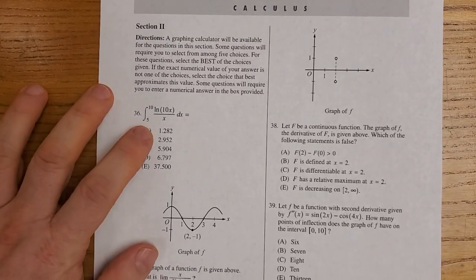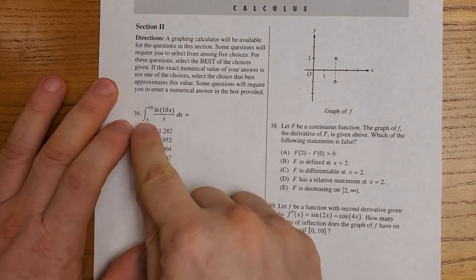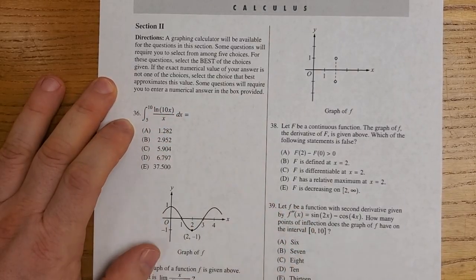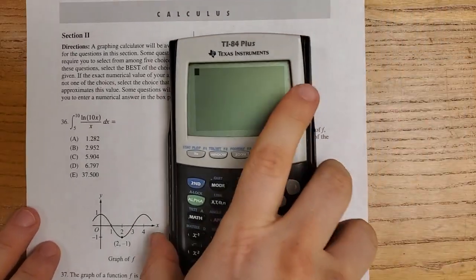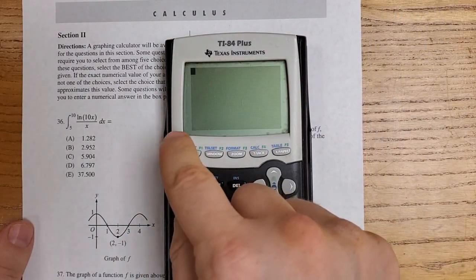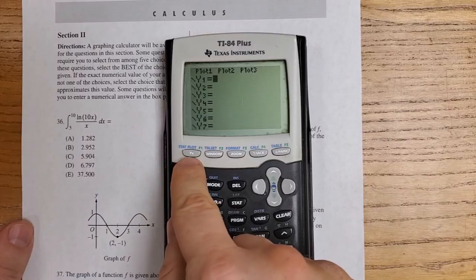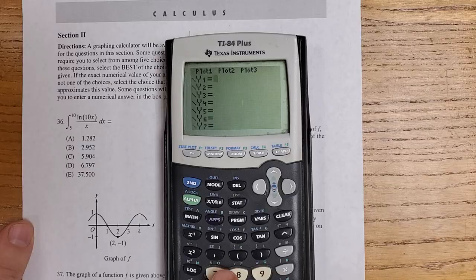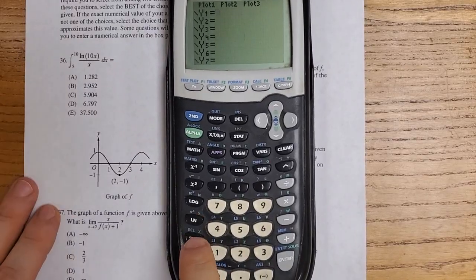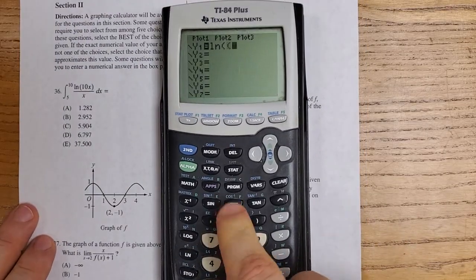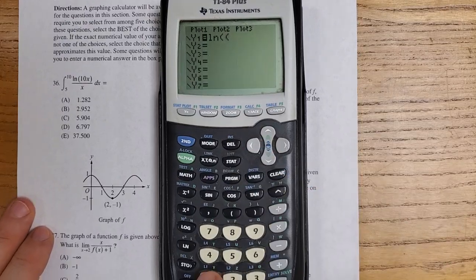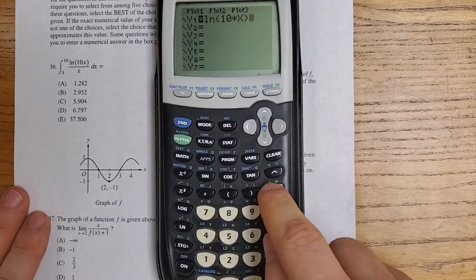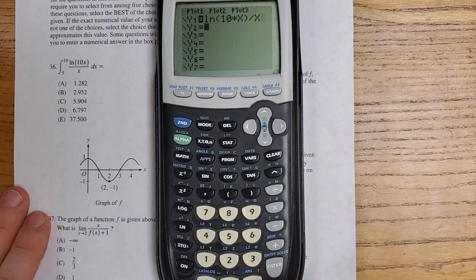And for the first question, it asks us for the definite integral, lower bound 5, upper bound 10, of the natural log of 10x divided by x. What does that equal? And it's definitely going to be messy. It's definitely not anything we want to do by hand. So we're going to go into our graph plots, y equals button, and we're going to punch in that equation. We're going to take the natural log of 10 times x divided by x.